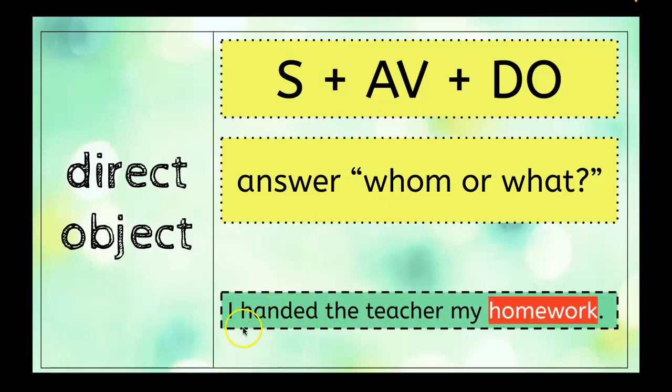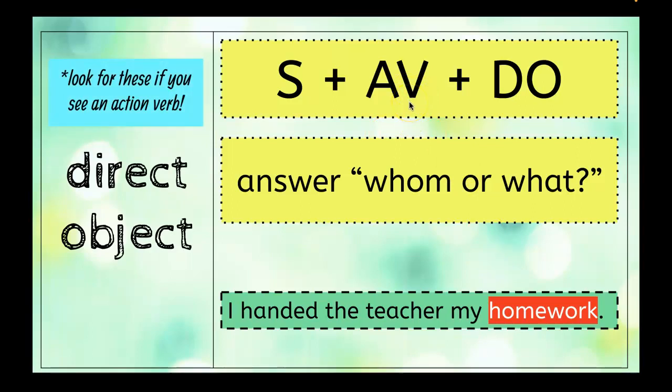So in the sentence here it says, I handed. Handed is the action verb. I could see someone doing that. I would ask the question, whom or what. I handed whom or what. I handed my homework. Now, it might sound like you could say, I handed my teacher, and I want you to picture that. Are you picking your teacher up and handing her over? No, that doesn't make sense. So you handed what? You handed the homework. So homework in the sentence is doing the job of direct object. We look for these if we see an action verb.